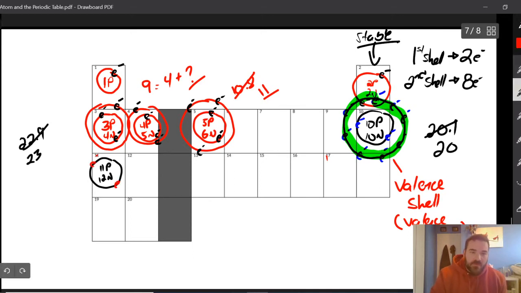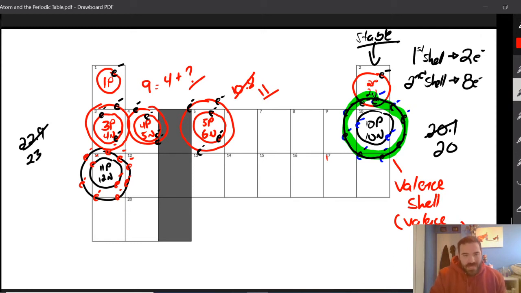I know 2 go on the first orbit. Okay, well, I have a second orbit, so let me draw a second one. I know 8 go on here, so 1, 2, 3, 4, 5, 6, 7, 8. That's the max I can put on the second orbit. So I have 2 on the first, 8 on the second, I have 10 total, but I need 11 total valence electrons. So where am I going to put that extra one?